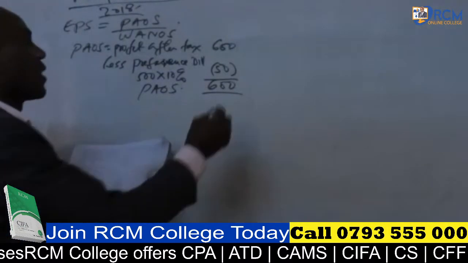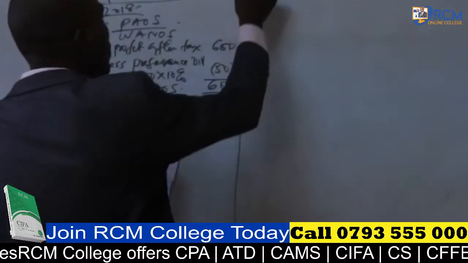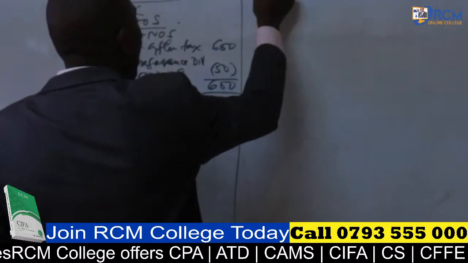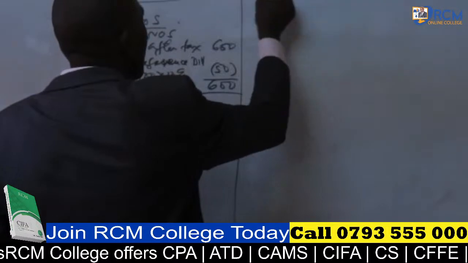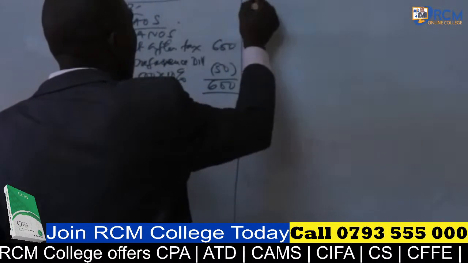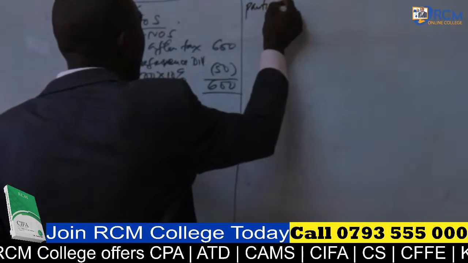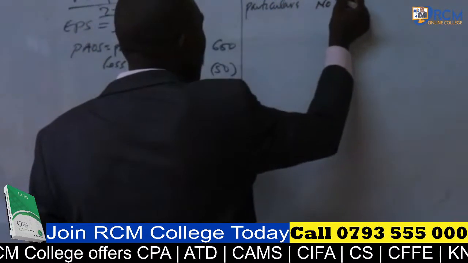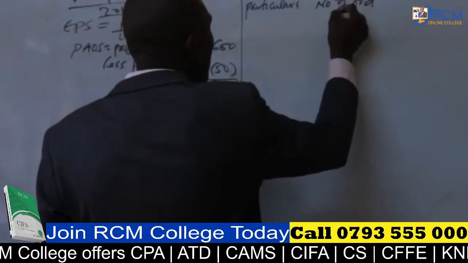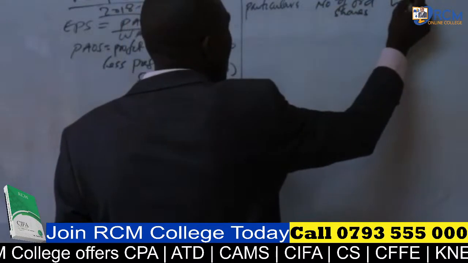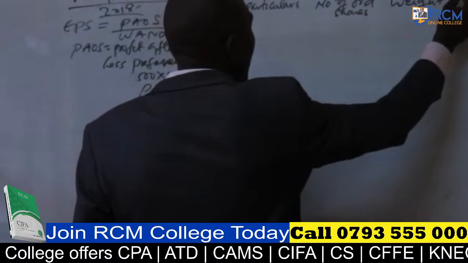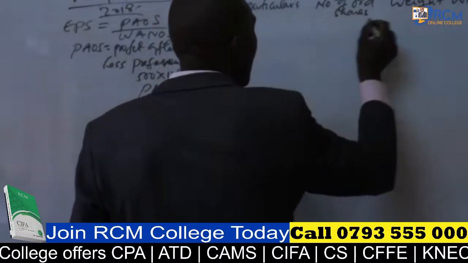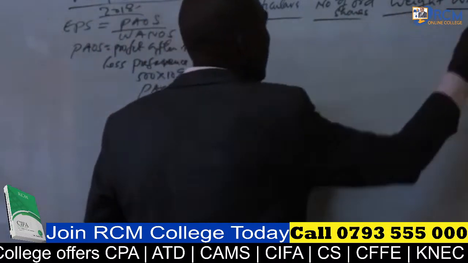Then I come quickly to compute my WANOS, the weighted average number of ordinary shares. I put the particulars, the number of ordinary shares, then the weight, then the WANOS. Quickly, I believe we are doing it quickly.